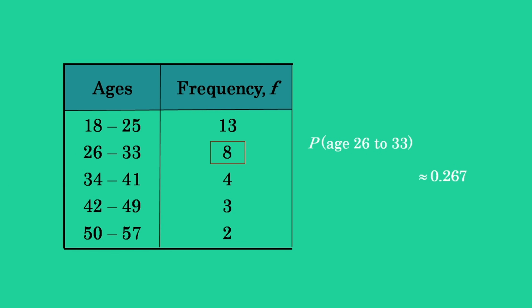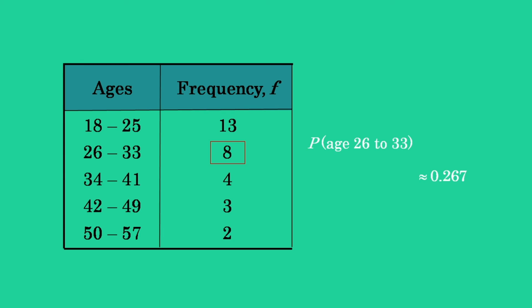If we take our ages, 18 to 25 frequency is 13, 26 to 33 frequency is 8, 34 to 41 frequency is 4, 42 to 49 frequency is 3, and 50 to 57 frequency is 2. So if we take a summation of the frequency, it comes to 30. So the probability of age 26 to 33 is 8 by 30, which comes to 0.267.